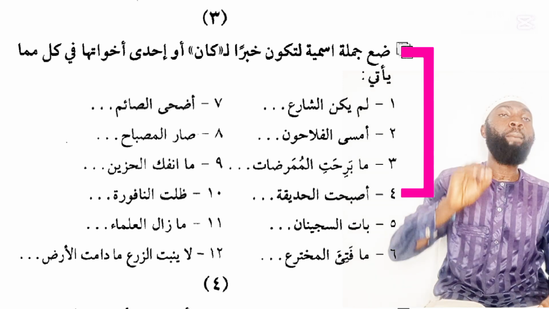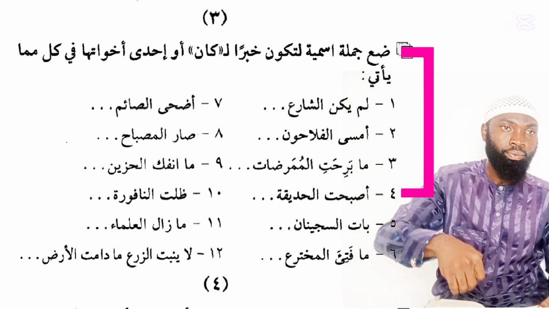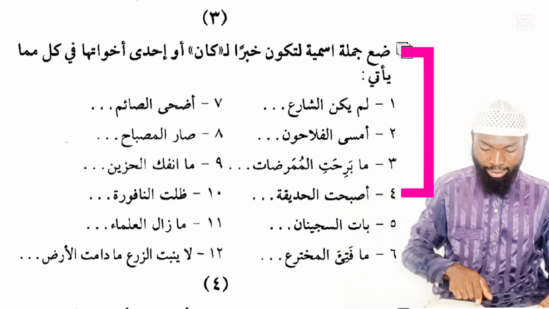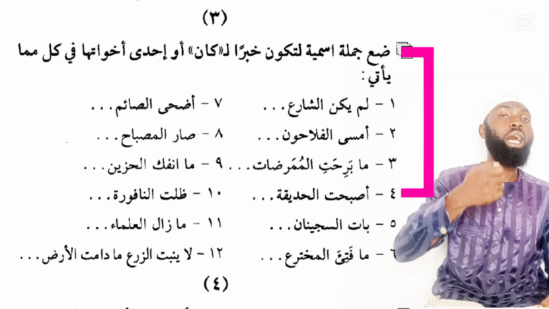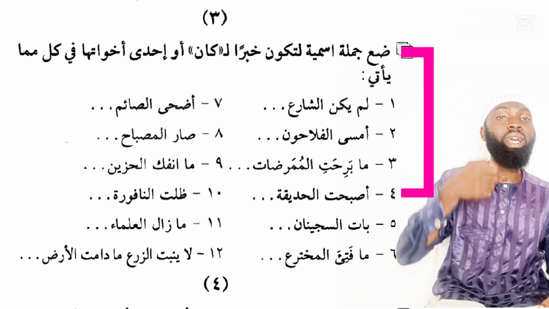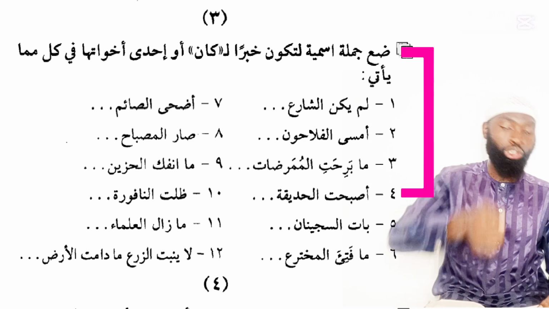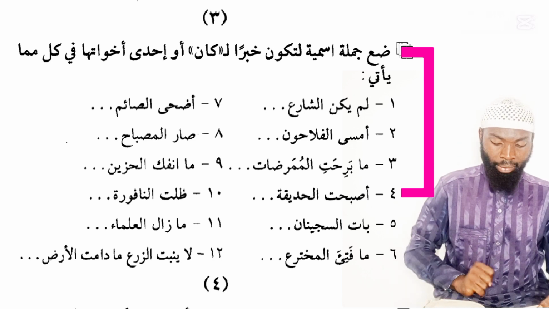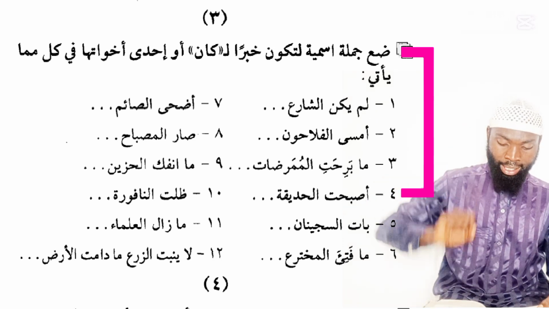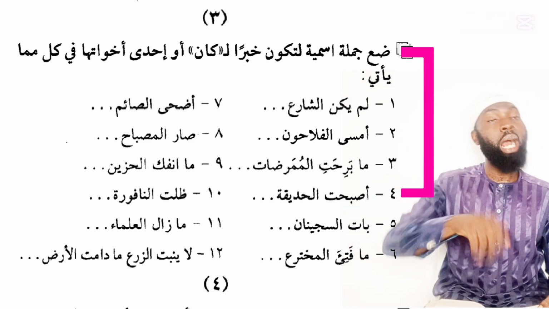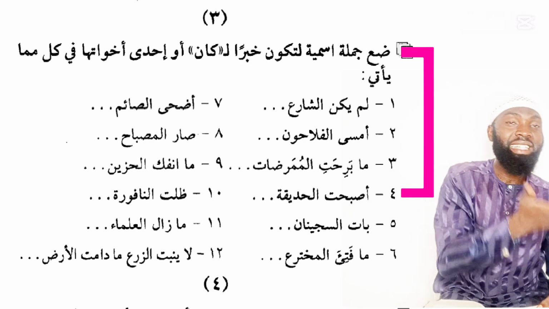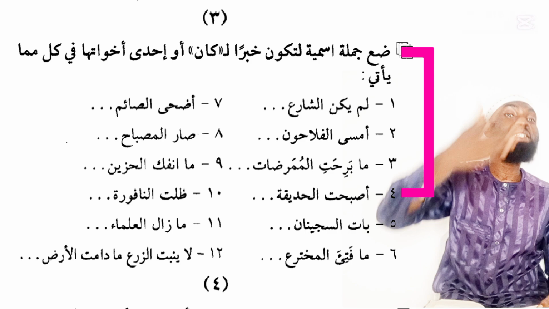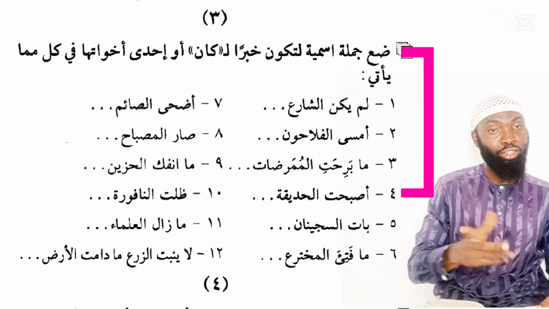Next we have ma barihatil mumarridatu. The nurses are still, we can see amaluhunna khatir, that is their work is still dangerous. The work of the female nurses is still dangerous. Number 4, we have asbahatil hadiqatu azharuha mufattaha. The garden, by the time of the morning, the flowers of the garden were already blossoming. You can solve the remaining following the pattern.